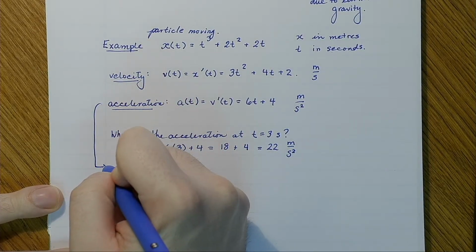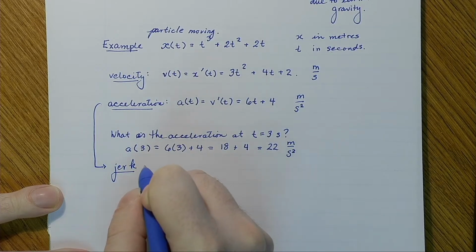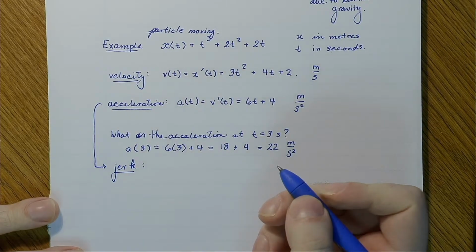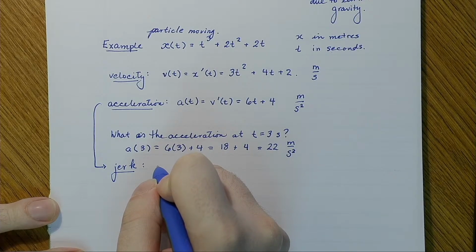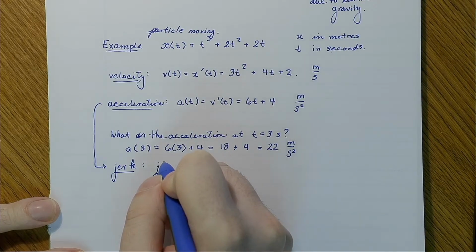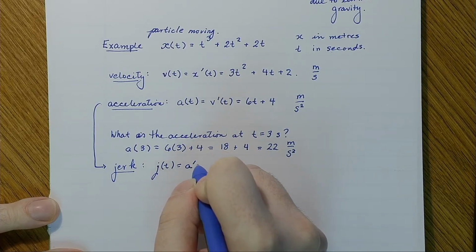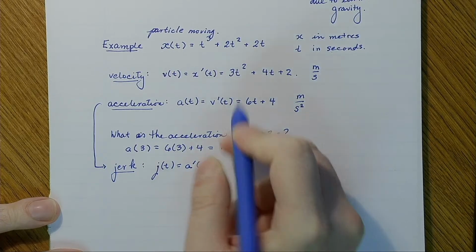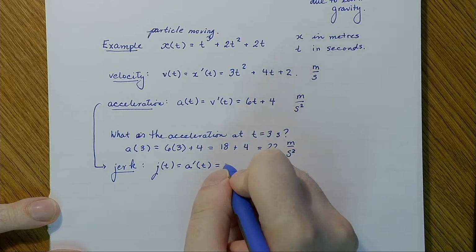And of course, the jerk is, don't know what letter I'll pick. If everyone's okay with J, I'll pick J. And that is equal to the derivative of the acceleration. And what's nice about that, it's just 6.